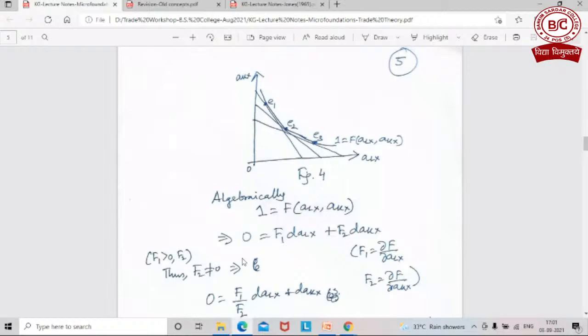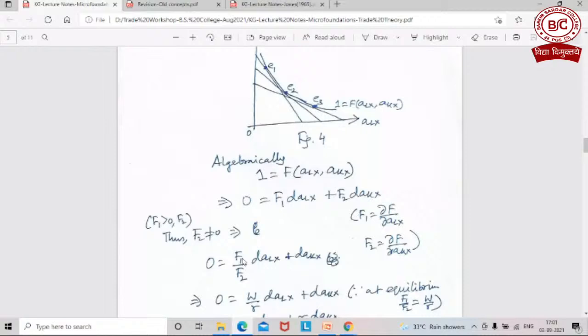So we divide both sides by F2. If we divide both sides of this equation by F2, what is F1 by F2? It's the ratio of marginal productivity of labor to capital to produce one unit of output. So it is the slope of the isoquant. Got it, everybody? It is the slope of the unit isoquant. Is it okay? Yes, sir.